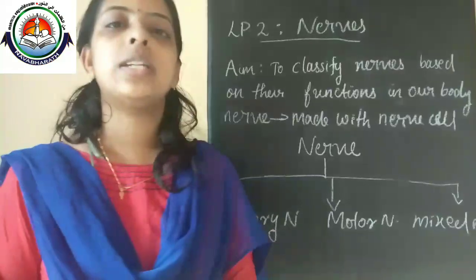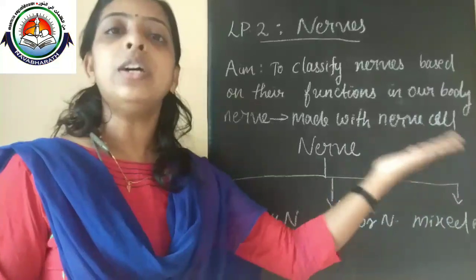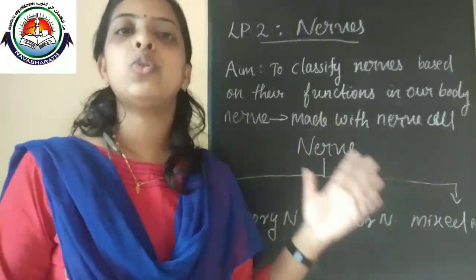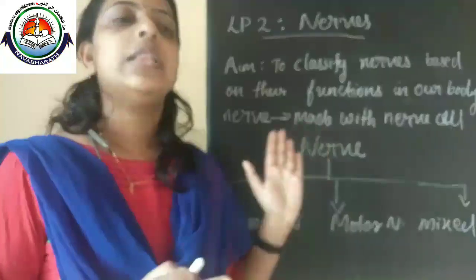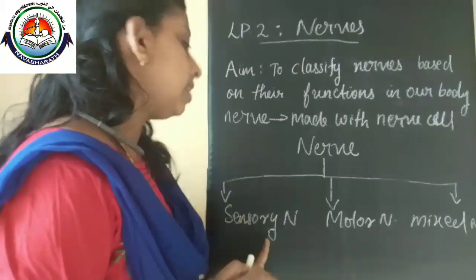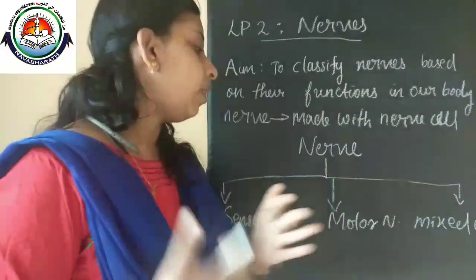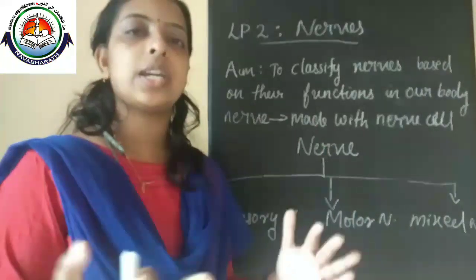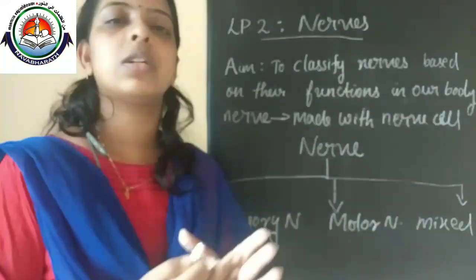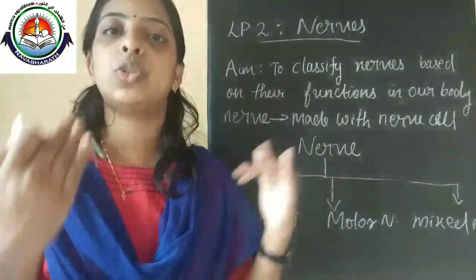What all the things did we discuss today? We learned what a nerve is. Nerves are made of neurons, a number of neurons, and they carry and pass messages between the brain and other organs or other parts of our body. Then on the basis of function, we can divide nerves into three types: sensory nerves, motor nerves and mixed nerves. Sensory nerves carry information from the other parts or sense organs to the brain. Motor nerves carry information from the brain to other parts of our body. And mixed nerves do both, carrying information or messages from the brain to other parts and from other parts to the brain.